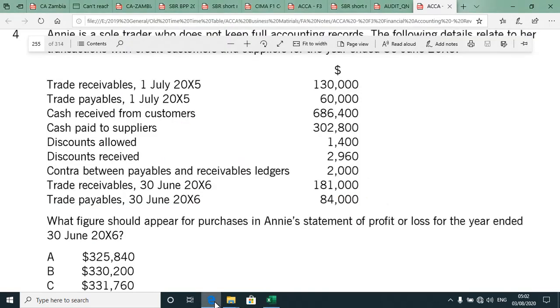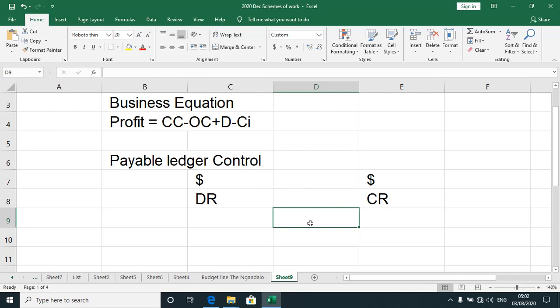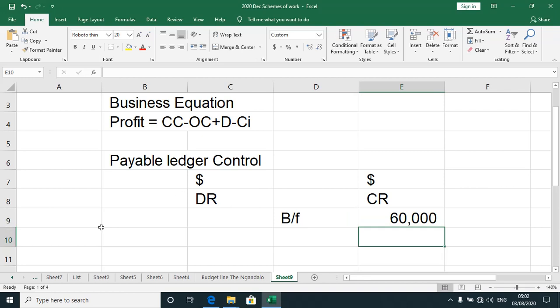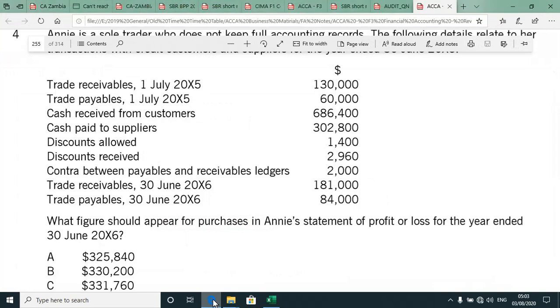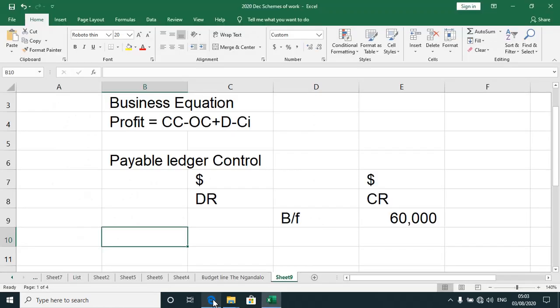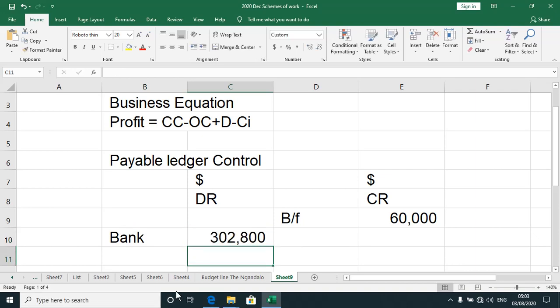I'll be going from time to time, checking what is happening. Trade receivables is not relevant in this case. Trade payables when we opened was 60,000. So brought forward, you're right there, 60,000, please, and you need to be asking questions. Of course, you can ask me questions when we meet. Cash received from customers not relevant. Cash paid to suppliers 302,800. So I would like to say bank there, 302,800. I put it there.